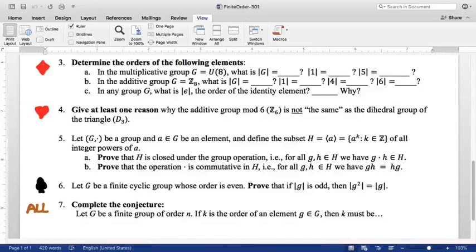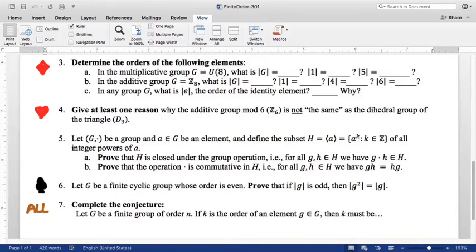So we're getting ready to wrap up this last piece of the activity and shift on to a new one. What I want us to do before we leave is to come up with a conjecture for problem number 7, which is to say: if G is a finite group of order n, and K is the order of one of its elements, then what, if anything, can we say about K?